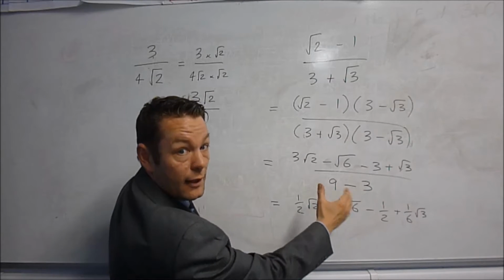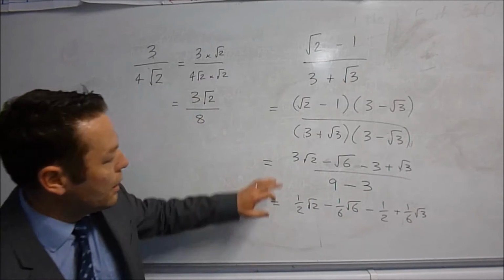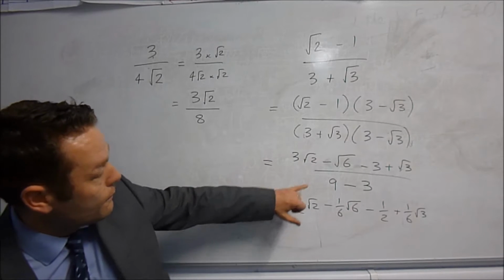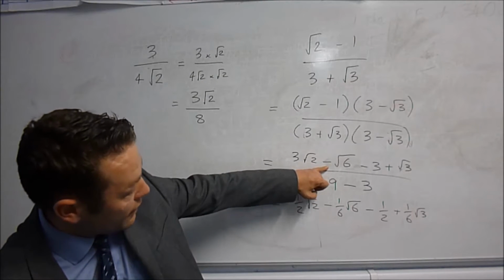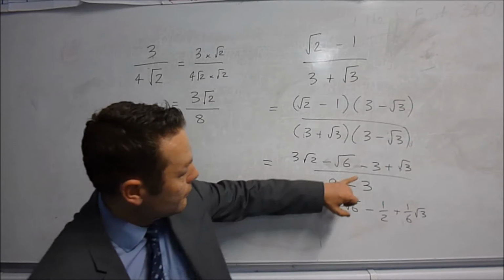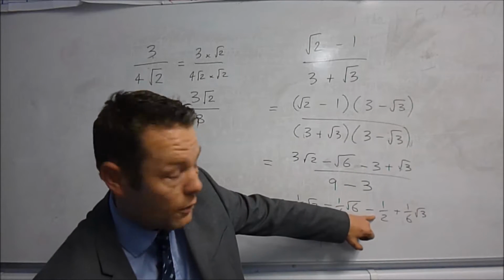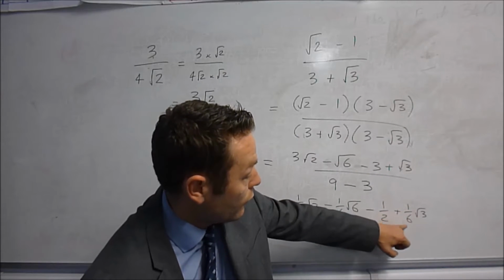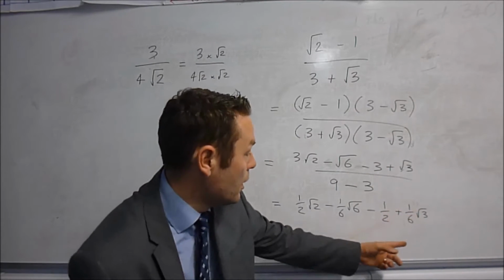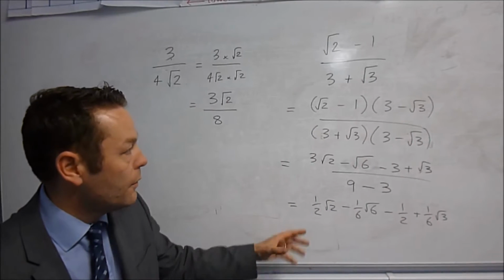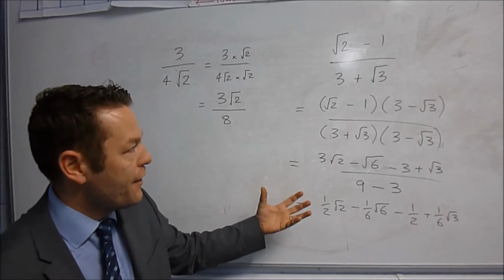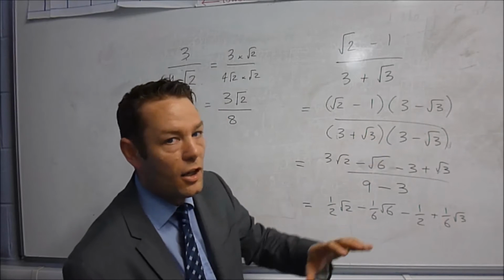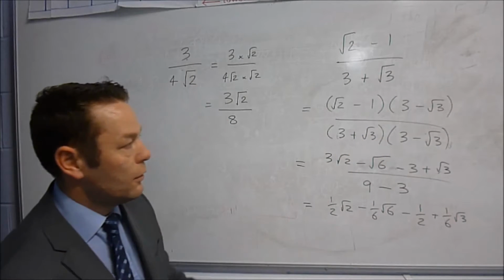Then just carefully simplify term by term. 3 root 2 over 6, so a half root 2. Root 6 over 6, so a sixth root 6. 3 over 6 just leaves you with a half, and then you've got root 3 over 6. So therefore I've written it as a sixth root 3. Awkward, you do get them, you've just got to be careful. Think about your work with your surds. Think about carefully expanding. Dead easy in an exam. Nice marks.